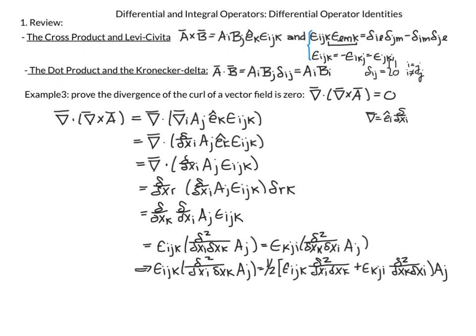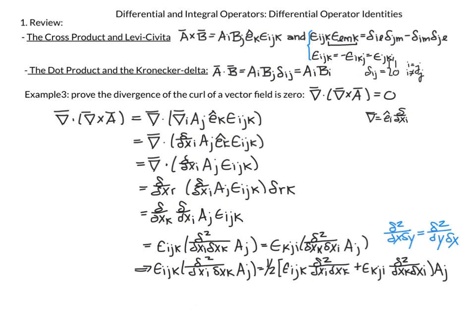There are two things I did in this next step. The first is the Levi Civita, it's just a constant. So, right, it's either equal to 1, -1, or 0. So I can move it out in front. The next thing is I have two partial derivatives, first with respect to k and next with respect to i.